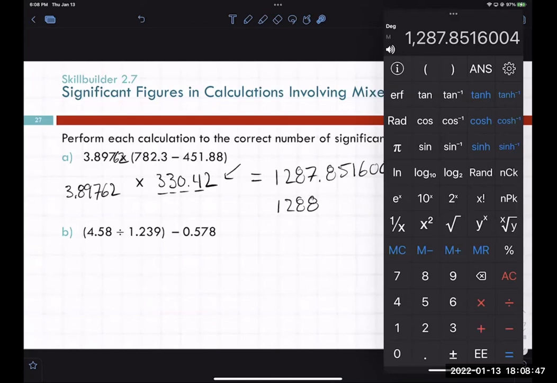What if that be 1,275? How many sig figs would that be? 5? 6? Yeah, that would be 6. No, because this one has 6 sig figs, right? This one only has 4 sig figs. That's why I underlined these. That's how I keep track of them. So we did this. Multiplication, division, go to the lowest one.